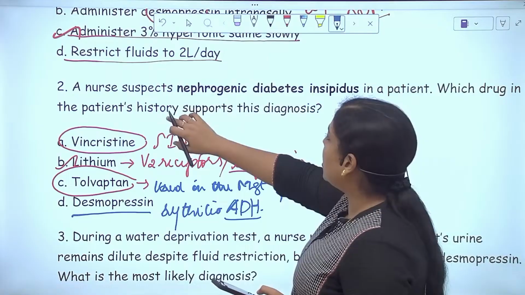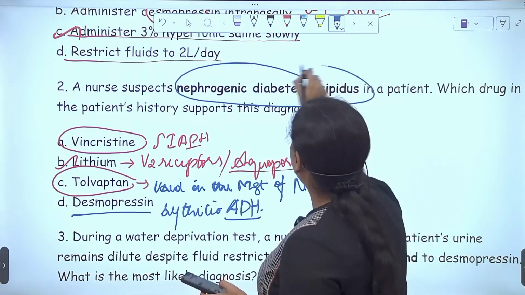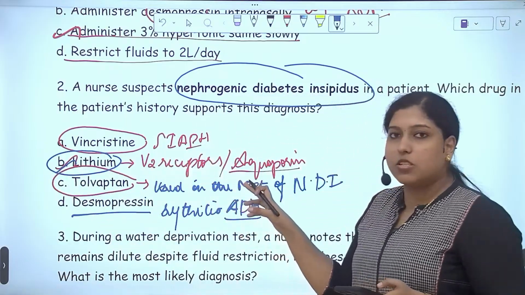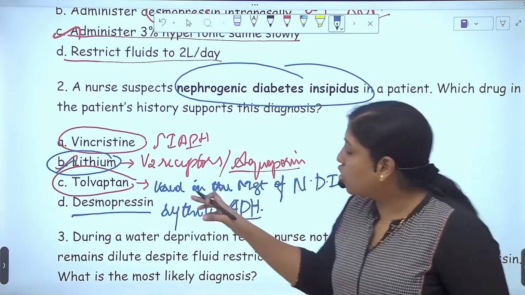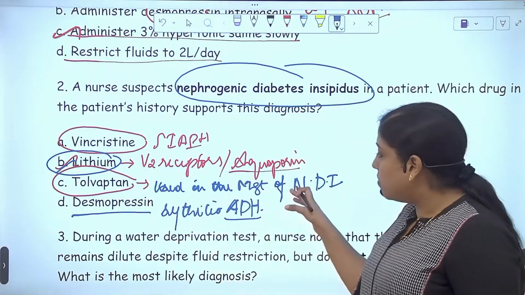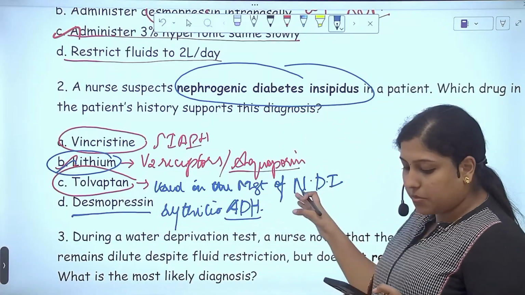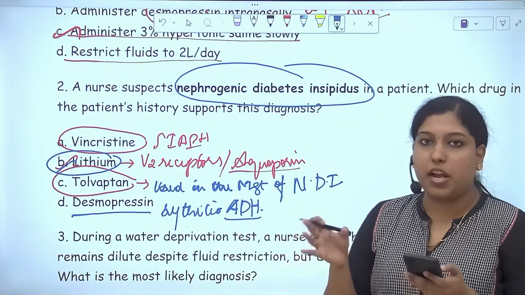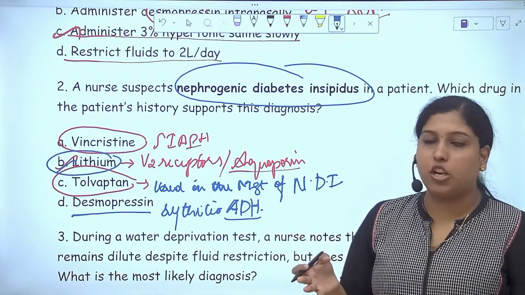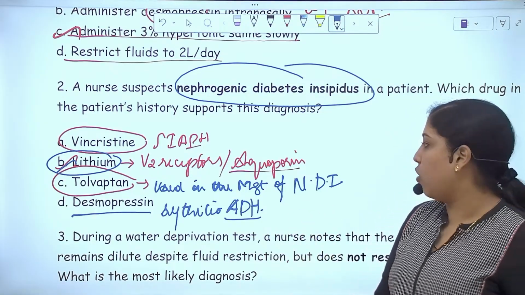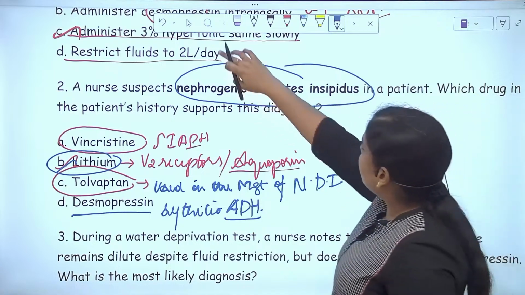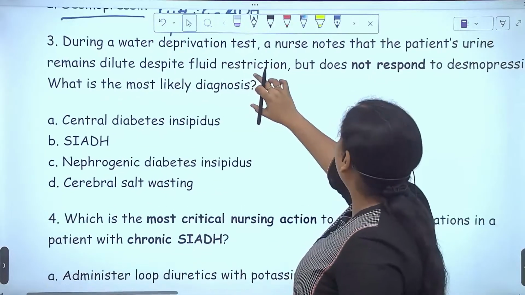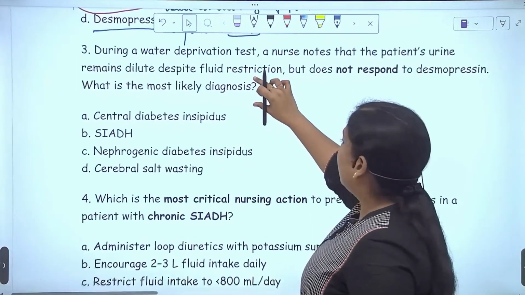Right? So obviously, for nephrogenic diabetes insipidus, lithium is the correct answer. Vincristine is one of the causative factors of your SIADH. Tolvaptan is a drug of choice in the management of SIADH. Very good. Desmopressin is a synthetic ADH which we administer in the management of diabetes insipidus. Right? So let's go to the next question. Yes. Now tell me the answer.